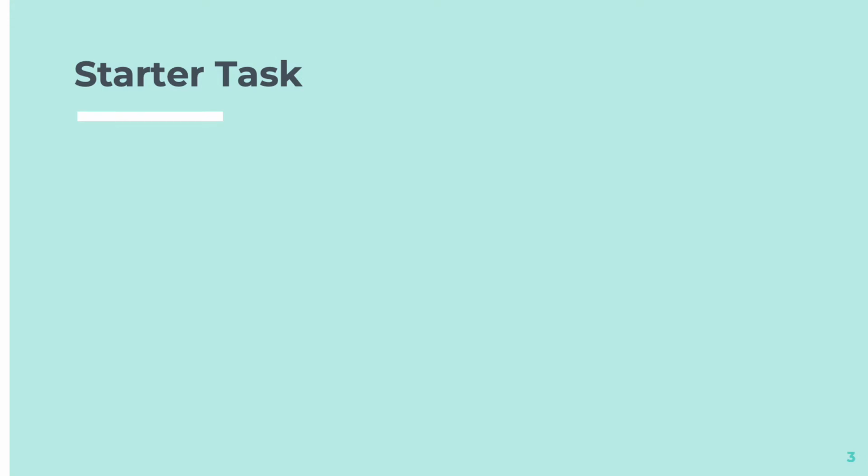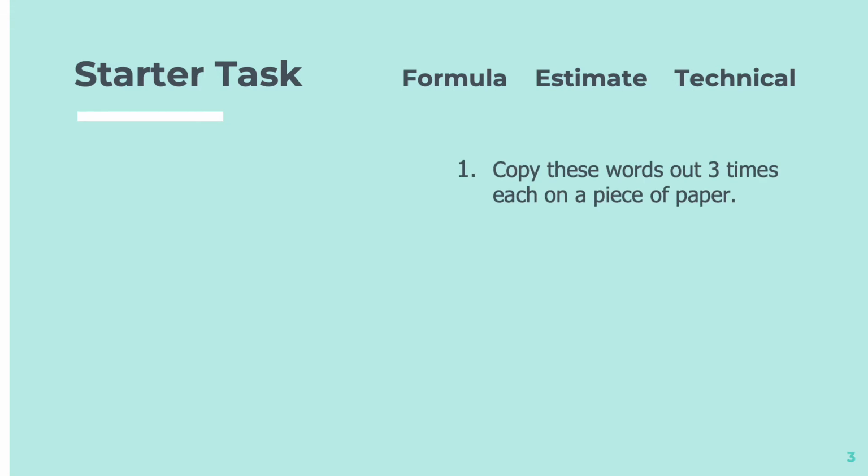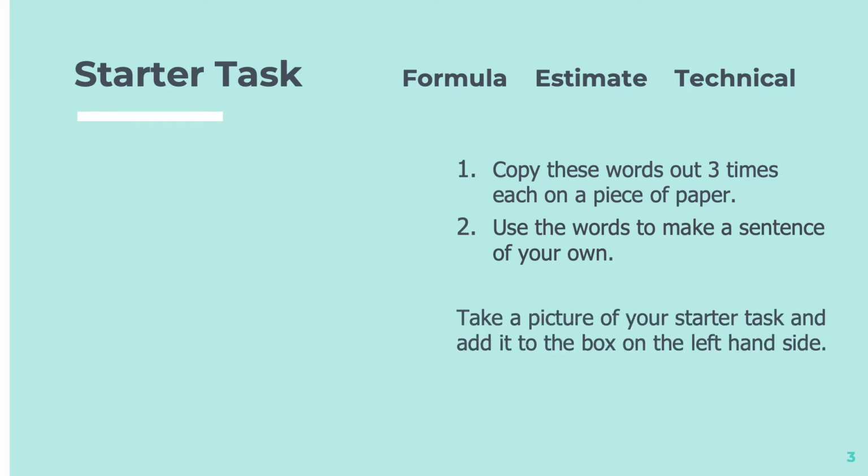So as always, you've got a starter task to be getting on with. The 3 words that you have today from the academic word list are formula, estimate and technical. You should copy these words out 3 times each on a piece of paper, and remember that we're doing that so that you can practice your spelling as well. And then you should use the words to make a sentence of your own.